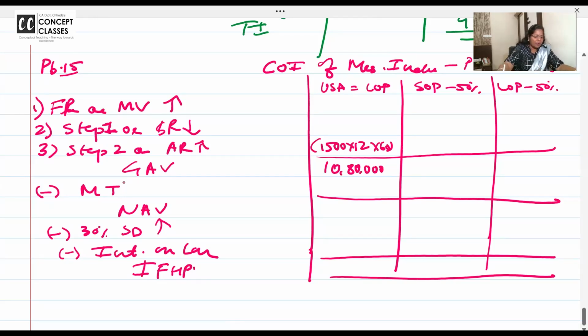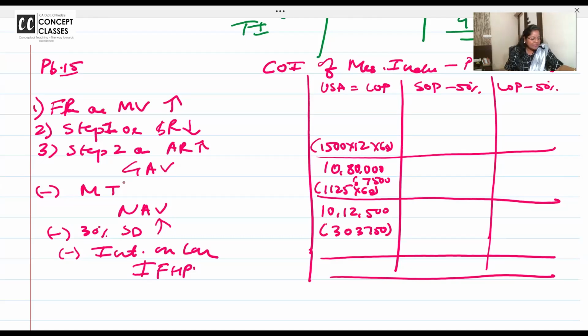10,80,000. Now, even the municipal tax is paid in dollars. 1125 into 60. Don't do into 12. 1125 into 60 is 67,500. Minus from 10,80,000 gives 10,12,500. Into 30% gives 3,03,750 standard deduction.